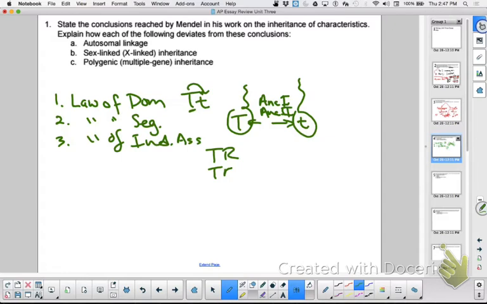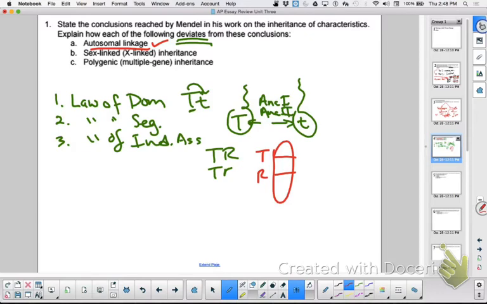Then we want to explain how each of the following deviates from that. Well, autosomal linkage, that's a normal thing. That's not like, oh my gosh, we've got trouble here. Autosomal linkage says if you have a chromosome with T and R on that same one, they're not going to do independent assortment, because T is going to go wherever R goes. So any gene linkage would then negate the law of independent assortment.